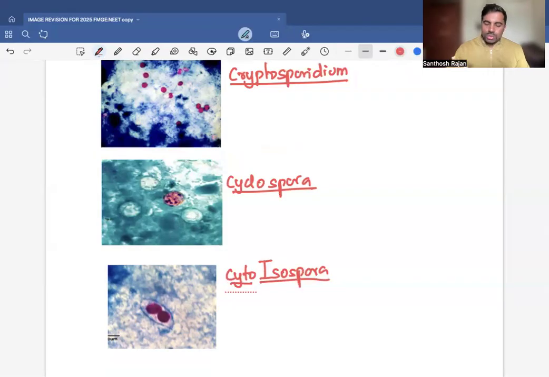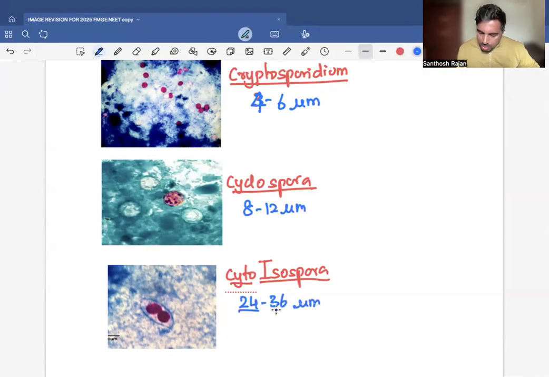Now, first thing is you have to talk about the size. Size is very important here. In the exam they will definitely give you the size. 3 to 4 to 6 micron, and then it will become 8 to 12 micron, then 24 to 36. You double everything. That's all, doubling. Very easy.